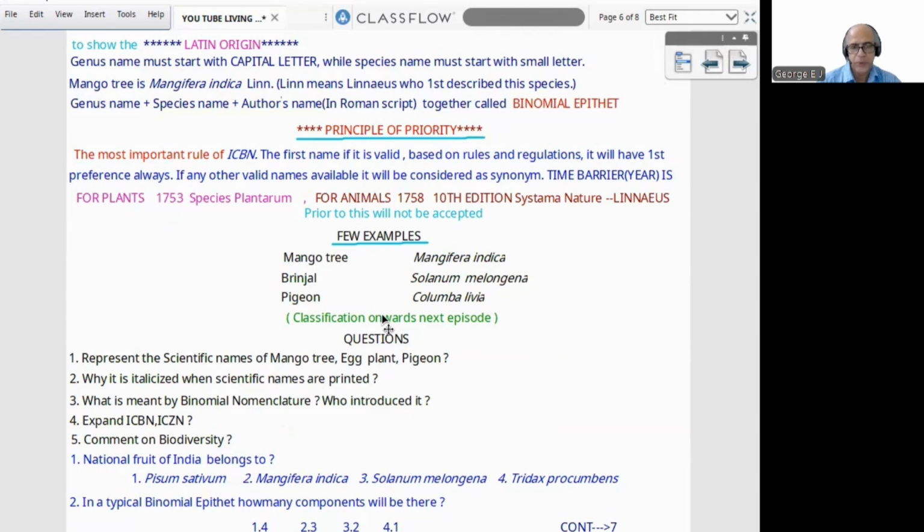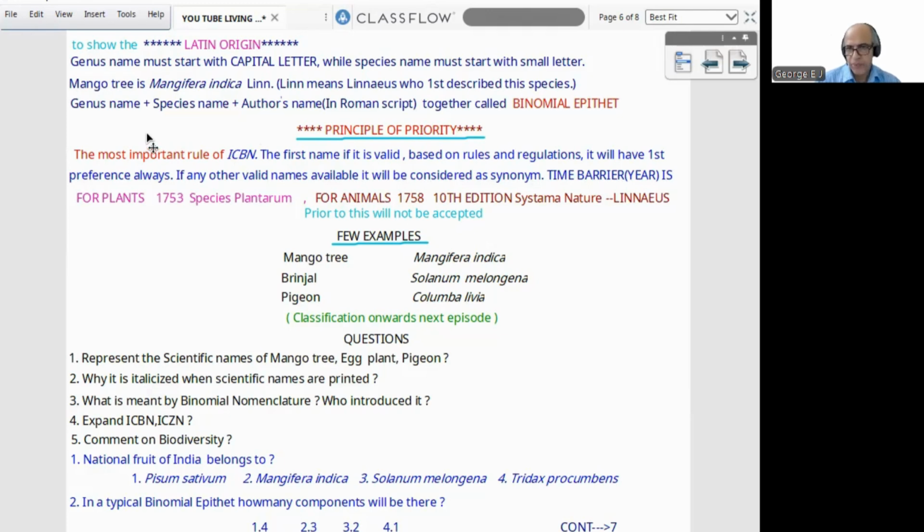Representation, those symbols. Genus name must start with a capital letter, while species name must start with a small letter. Typical example, mango tree, Mangifera indica. So you can find it is italicized. Then a third part, that is the author's name. Author here is Linn, which means Linnaeus, who first described the species.